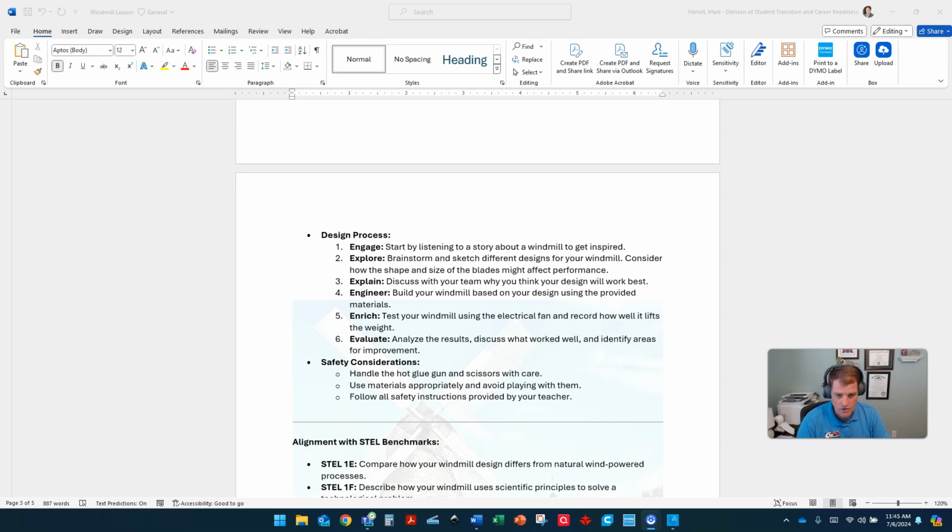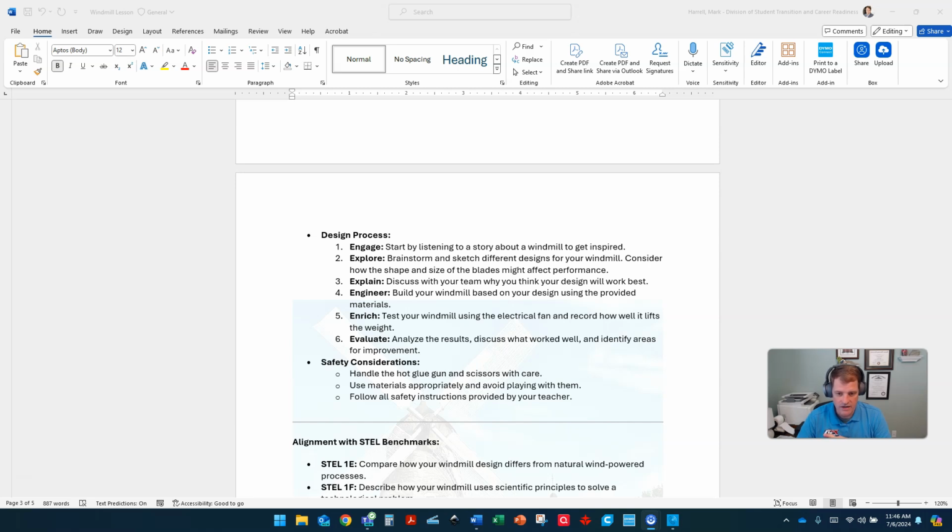The engineering piece is really coming in when it comes to building the windmill based on their design. So they want to come up with a pretty solid design, and then actually build that and test it. During the enrichment phase, they're going to test that windmill using that electric fan and record how well it lifts. And then they may need to go back, redesign and re-engineer.